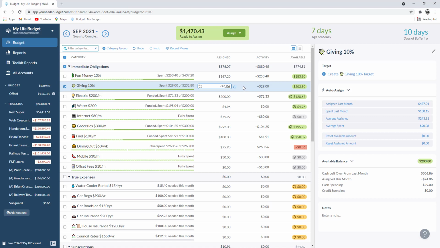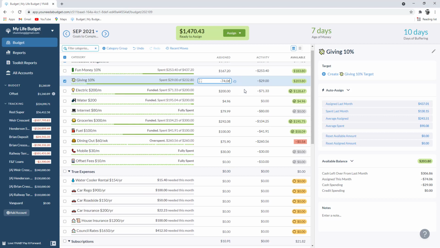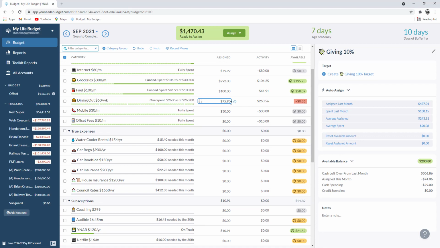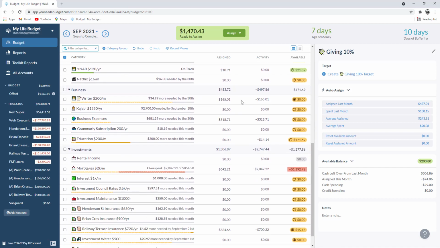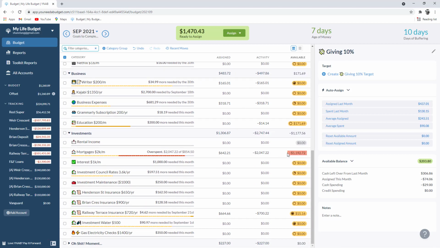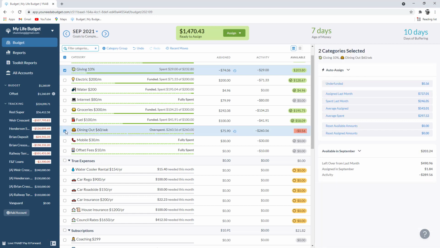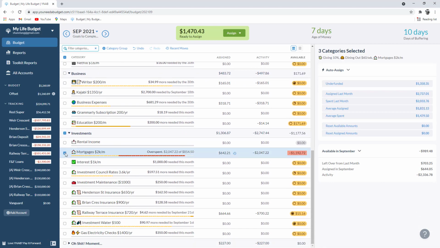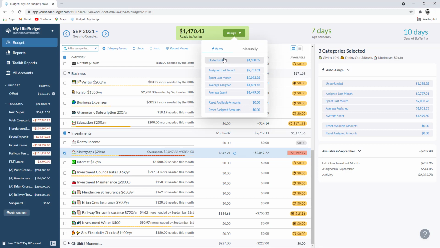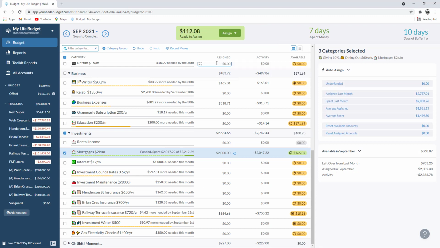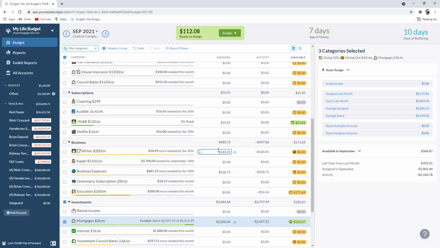to pay the bills. Okay, so the second thing you do is make sure, like you see these reds, they're overpaid. I got a little bit overexcited with my dining out, and my mortgage came in, which I paid for, and you can see there. So what I'm going to do is click on the two and assign underfunded. And that just leaves me $112.08.